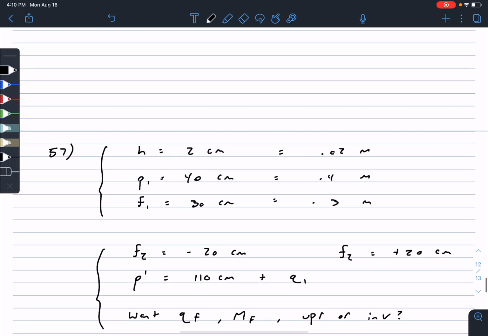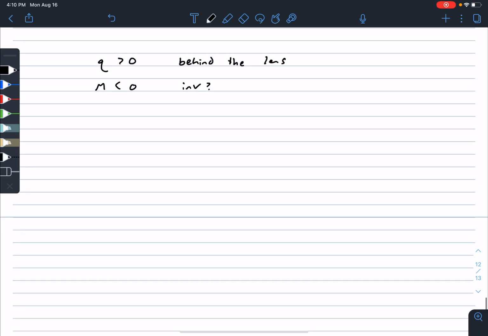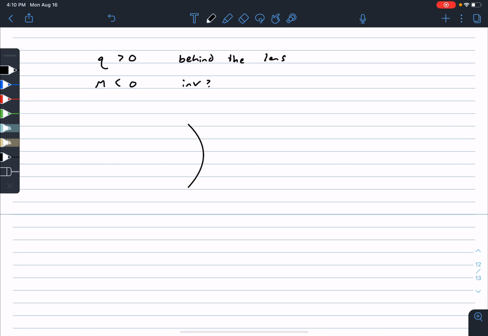So did I draw this? No, I did not. But let's imagine we have one lens here, and we found, okay, so here's your object, here's your focal length, and now we have this image distance over here in the middle. So we're going to need to consider that when we take the total object distance for the next lens.